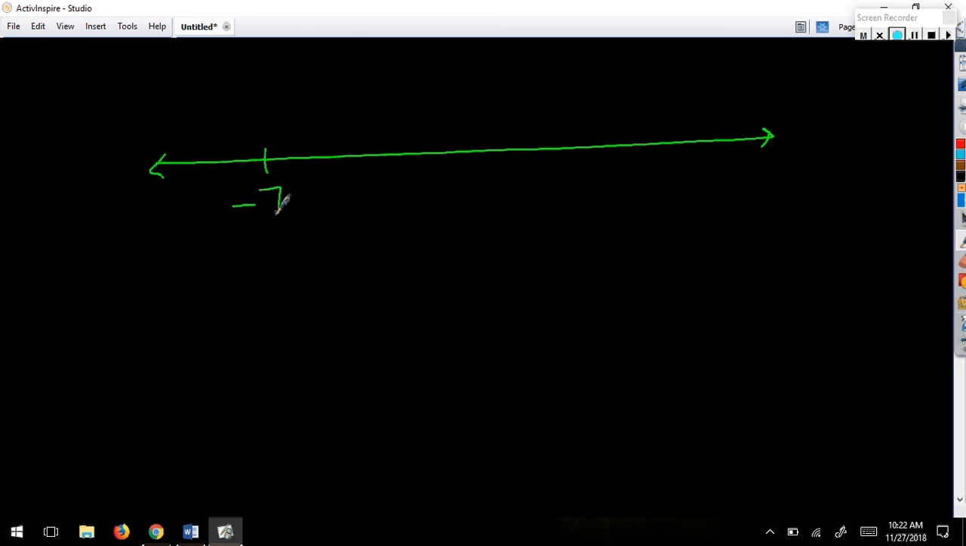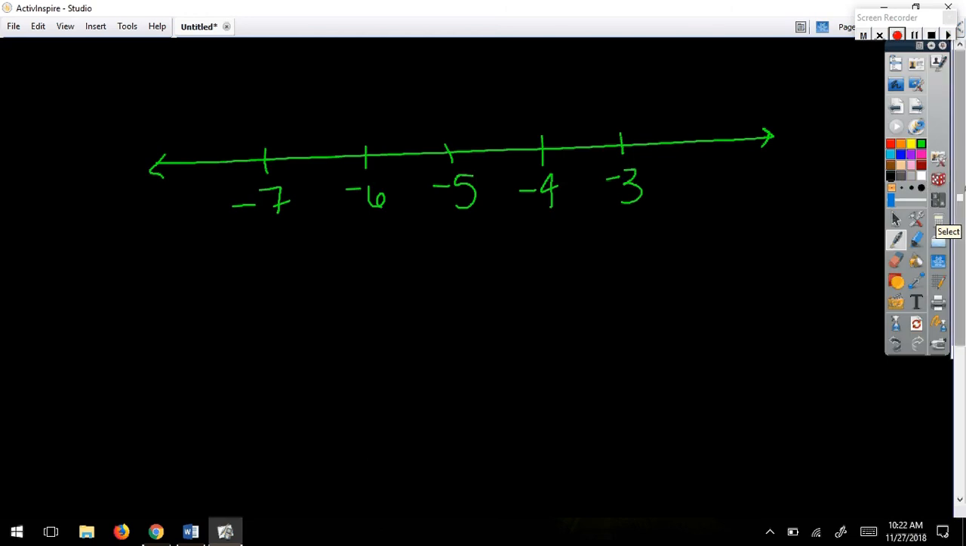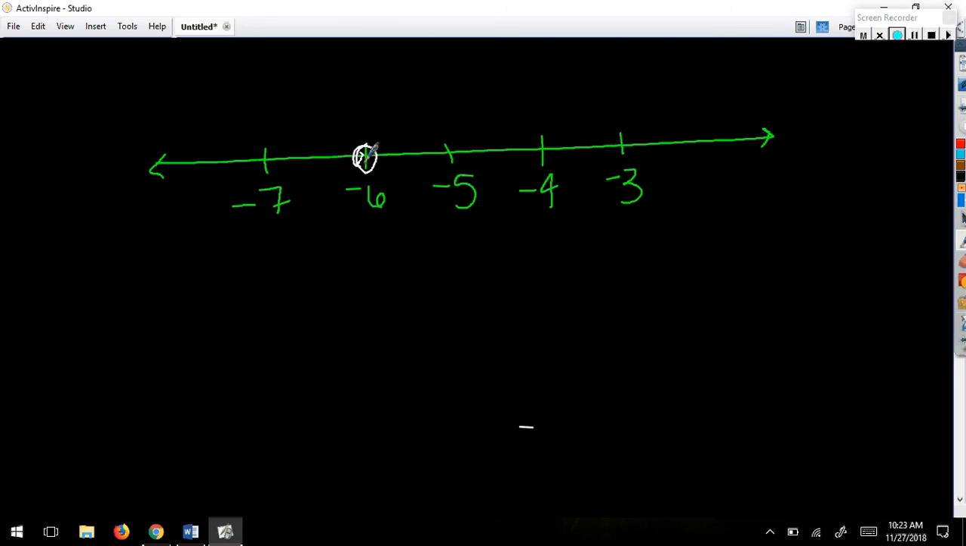All right, take a look at this number line. Don't blurt it out. Backwards. I want the inequality that describes that graph. Don't blurt it out yet. Take a second to copy it down.